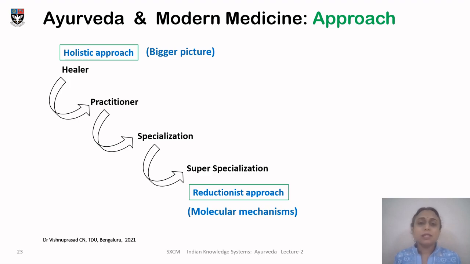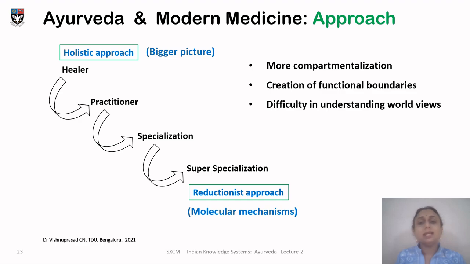With time, Ayurveda and other traditional forms of medicine took a setback and modern medicine came into play. Modern medicine led to specializations. A medical doctor would be specialized to treat certain parts of the body, and in recent times there is super specialization where current medical doctors and researchers are looking at the molecular details. They're looking at molecular mechanisms of disease, of how to cure disease. So from a holistic approach, from the bigger picture, we have come down to investigating molecular mechanisms, and this has led to a reductionist approach in modern medicine.